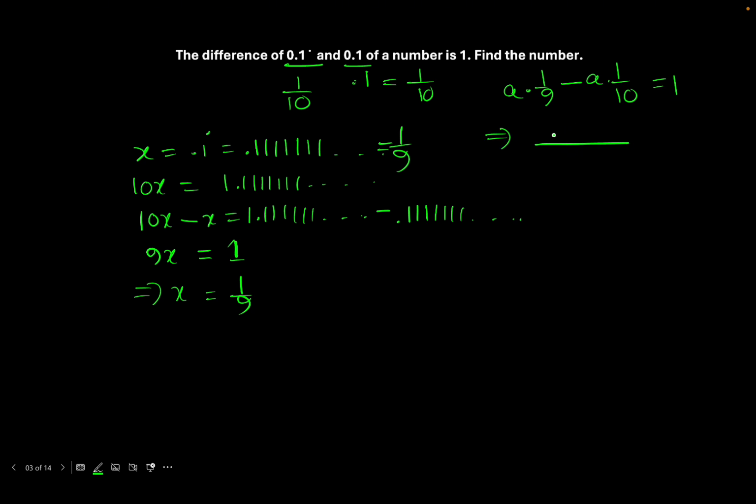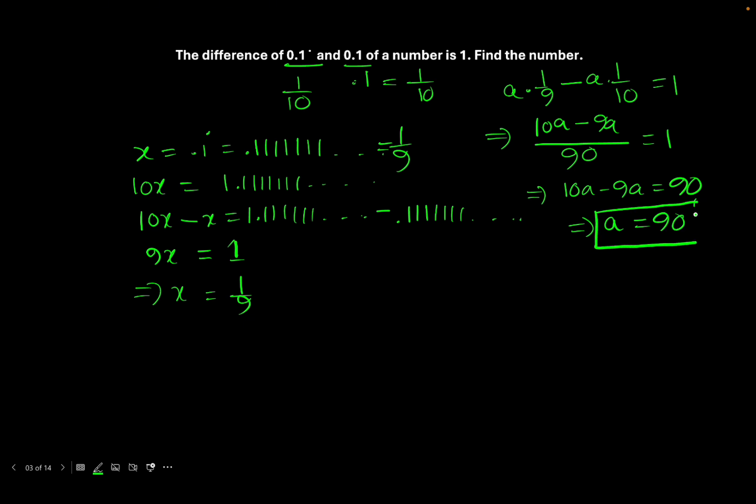So it will be 90. So 10a minus 9a is equal to 1, so it will be 10a minus 9a is equal to 90. So a is equal to 90. So the number is 90.